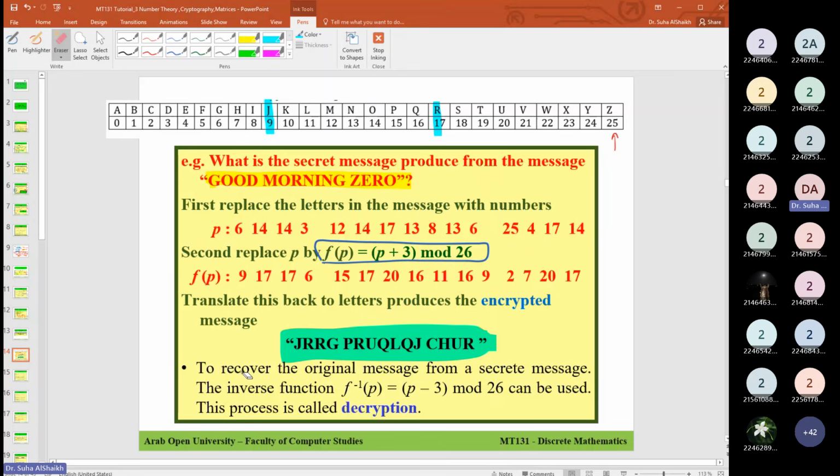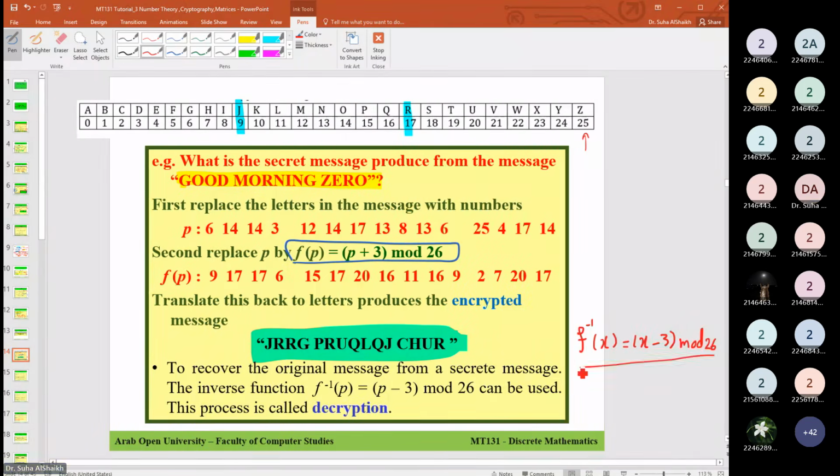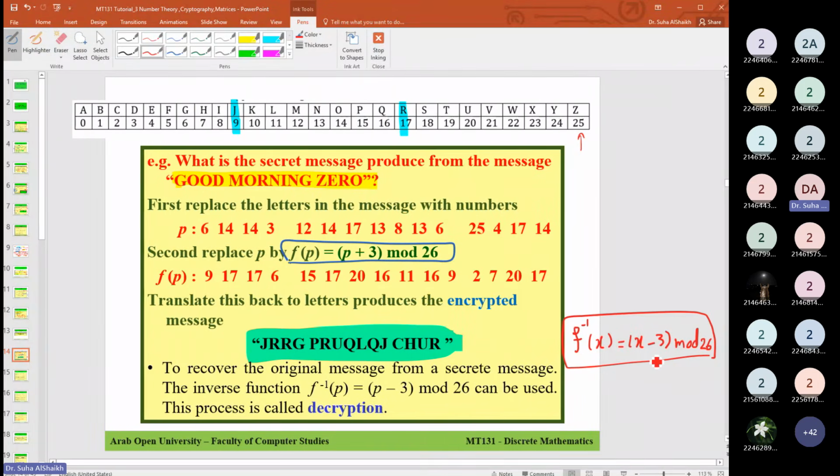So now the receiver, the one that will receive the message, knows that I'm adding 3 places forward. So when he wants to translate this back into the original message, he will apply the function f of x equal to x minus 3 mod 26 again. Right? Since I added 3, he needs to do the opposite operation. He will apply the inverse function. So he will apply x minus 3 in this case. And this is what we call decryption.